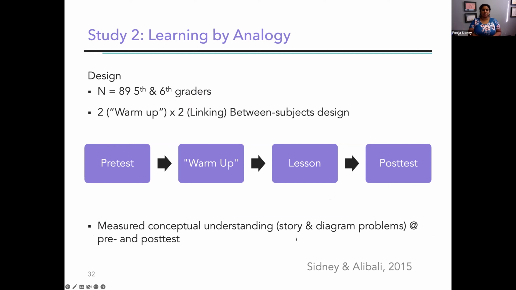We did exclude a handful of children who were at ceiling here, but most kids didn't have really any knowledge of fraction division. So the kids came to the lab, they did a pre-test, then they did the warm-up problems, then we did the lesson. Warm-up problems, either division or other operations, and then the lesson with the linking or without the linking, and then the post-test. We measured conceptual understanding at the beginning and at the end. We used a story generation measure that had been used before, and a diagram drawing measure that we've continued to use since then.